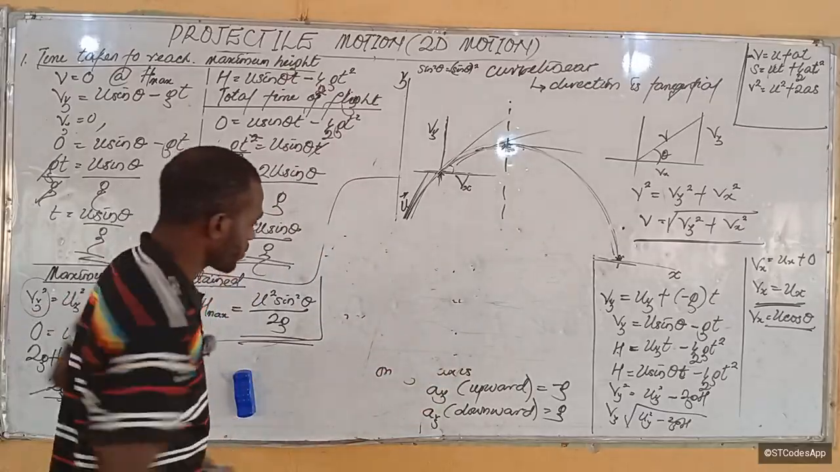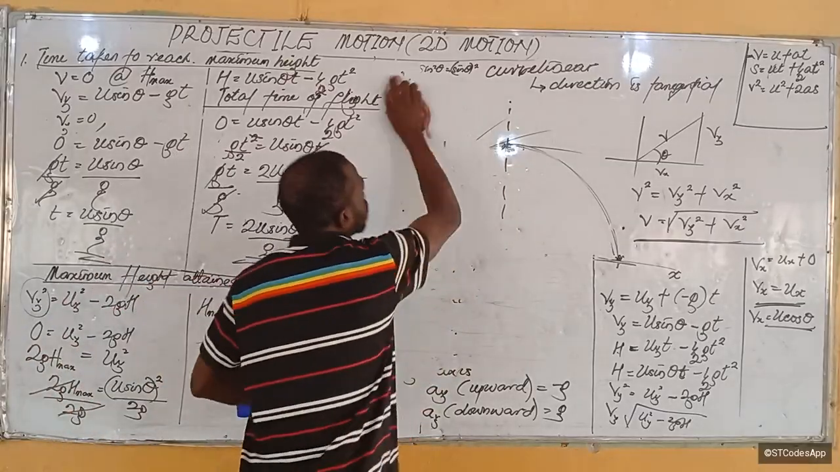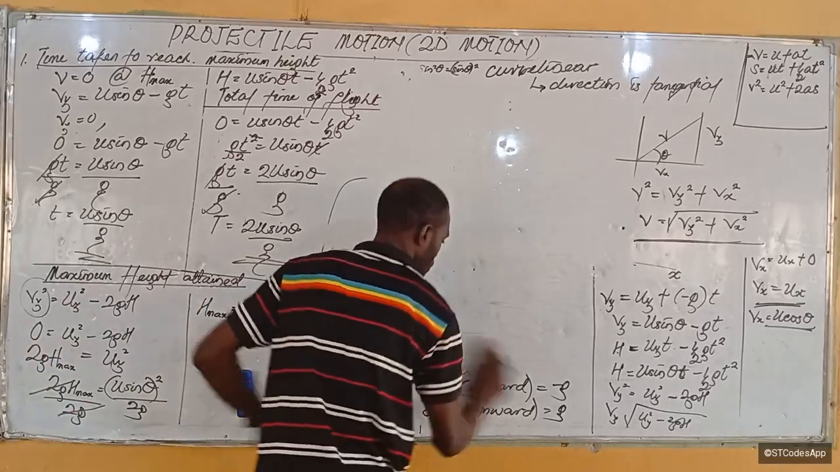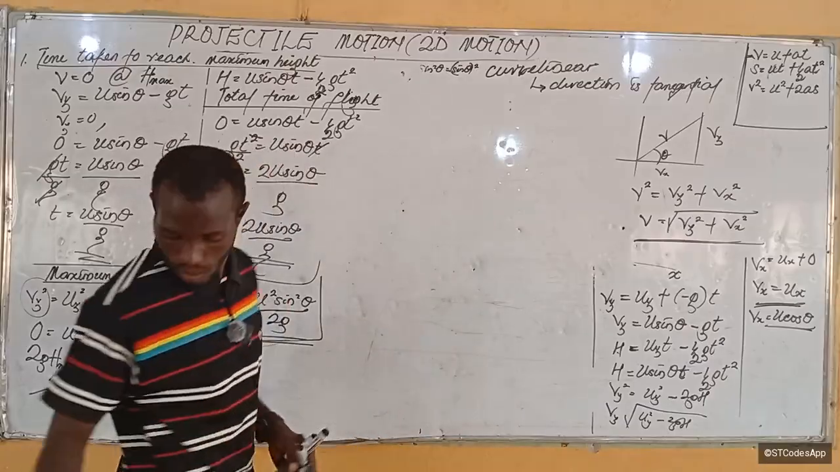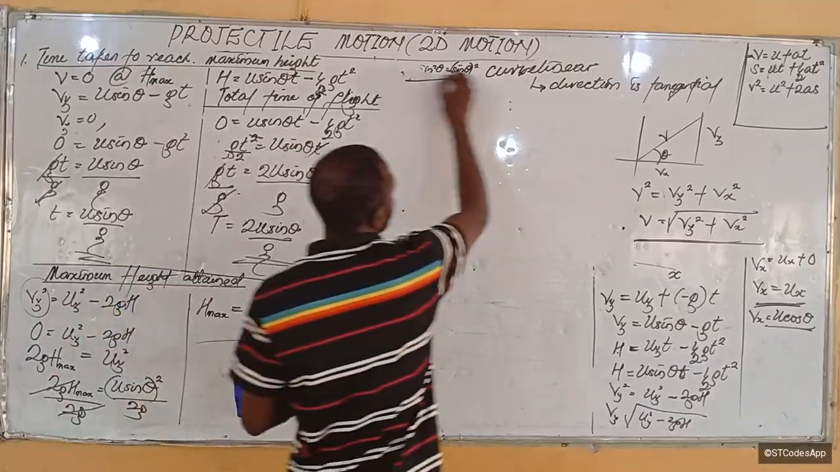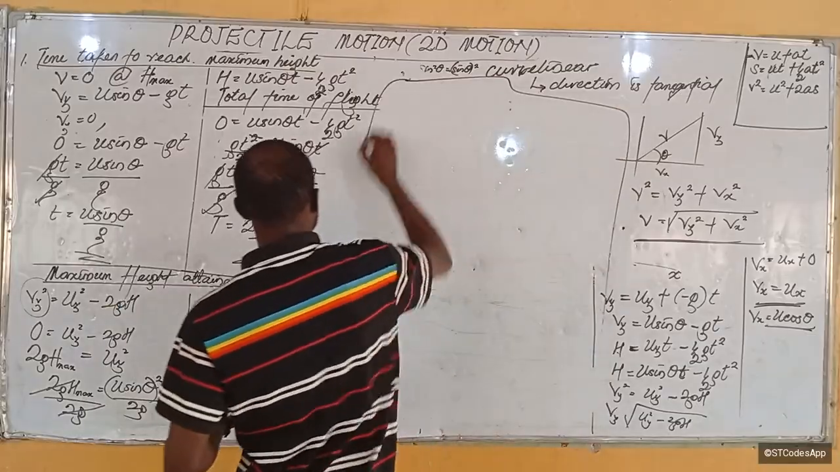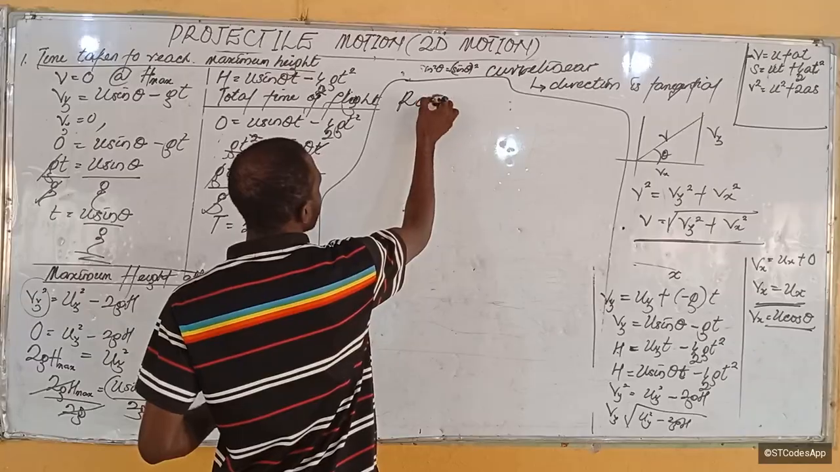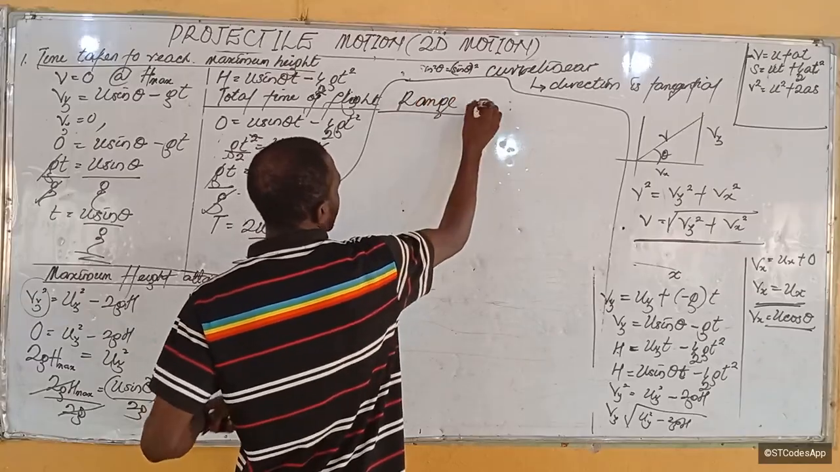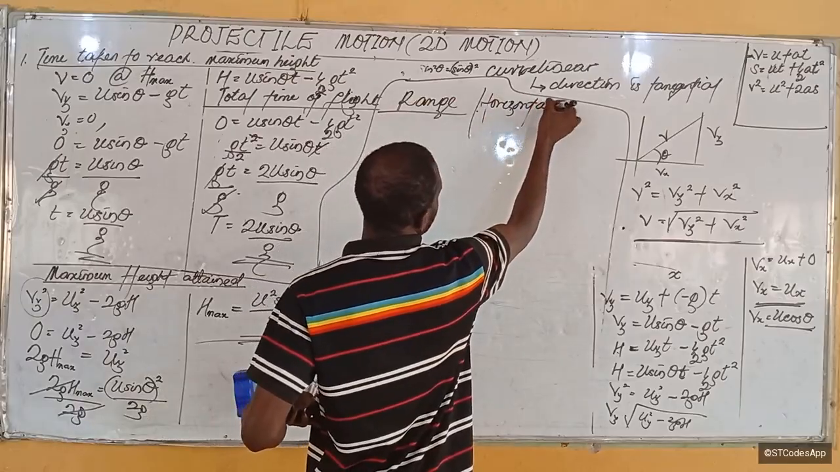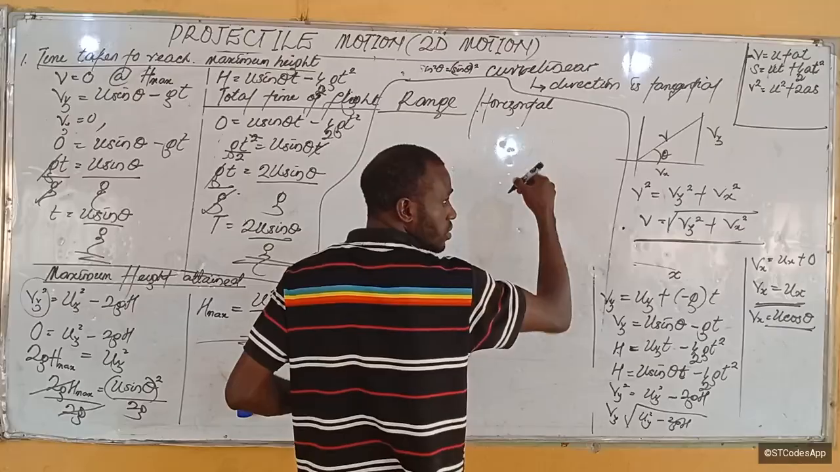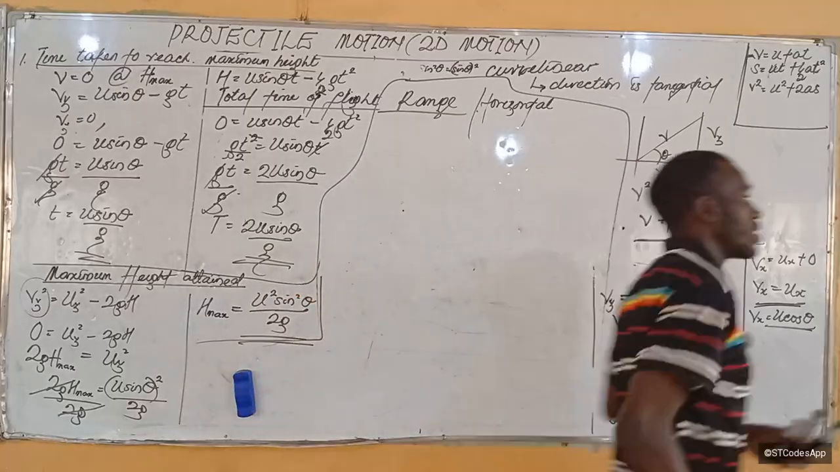So what will be the range now? What will be the range? Now the range is the horizontal distance covered.